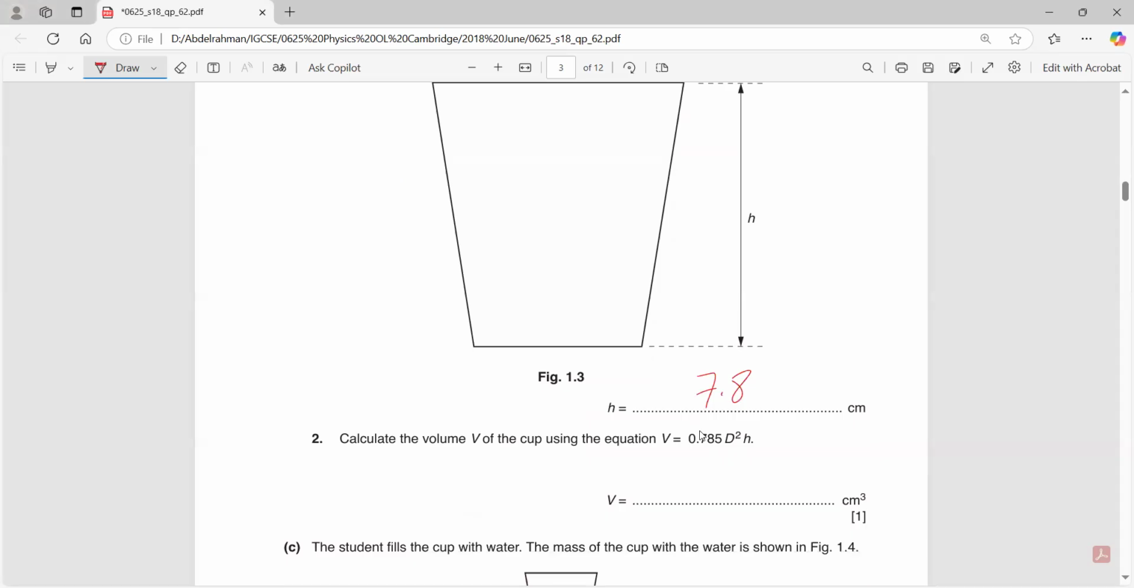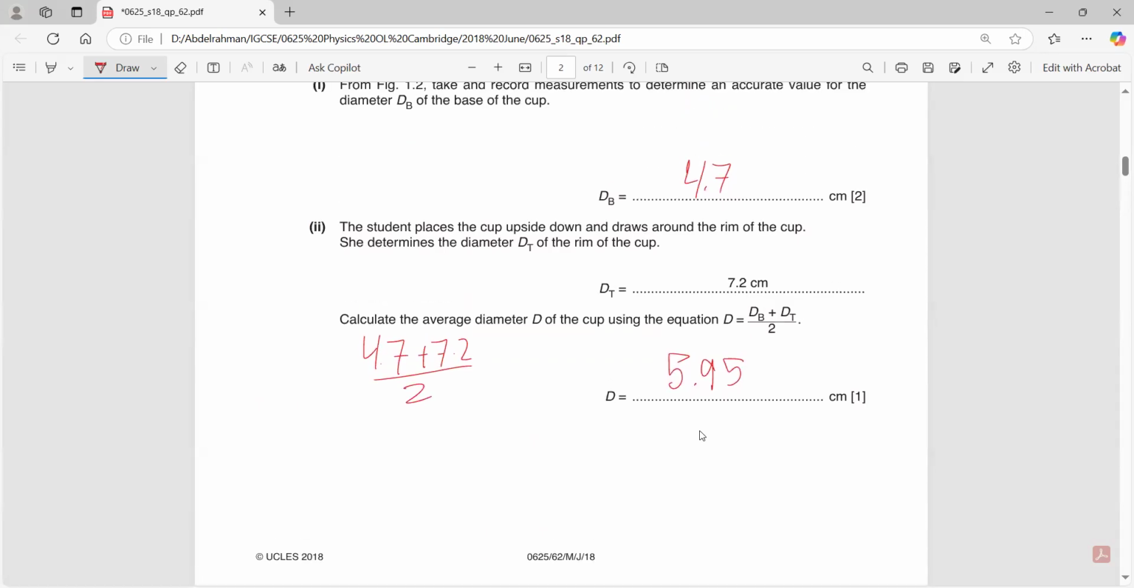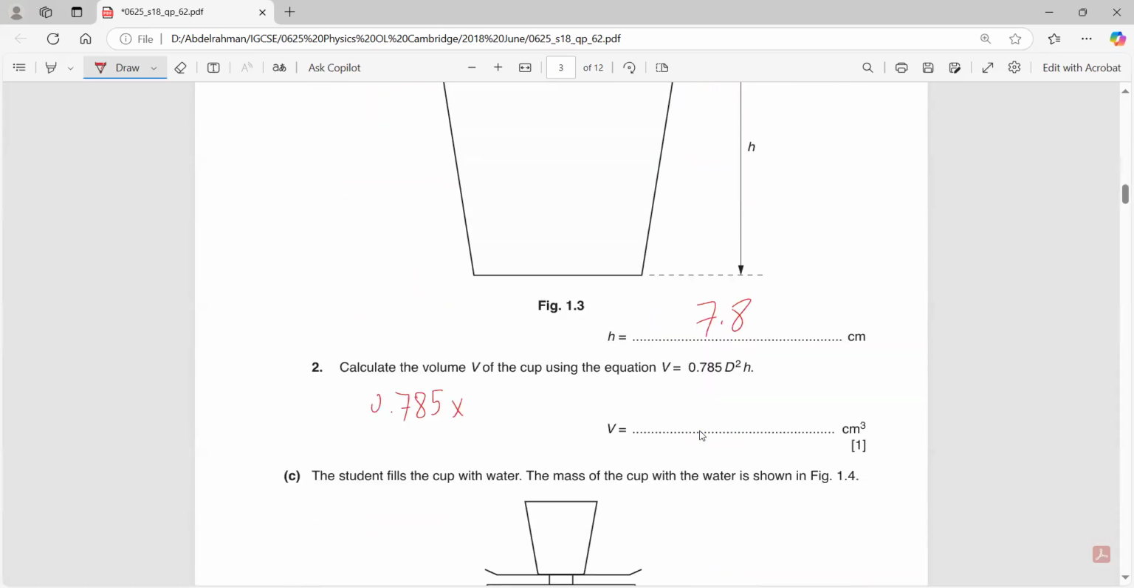Can I find the volume using this equation? V equals 0.785 d squared h. So 0.785 times d squared, which is 5.95 squared, times h, which is 7.8, so times 7.8. This would give you a volume of around 217 centimeters cubed.